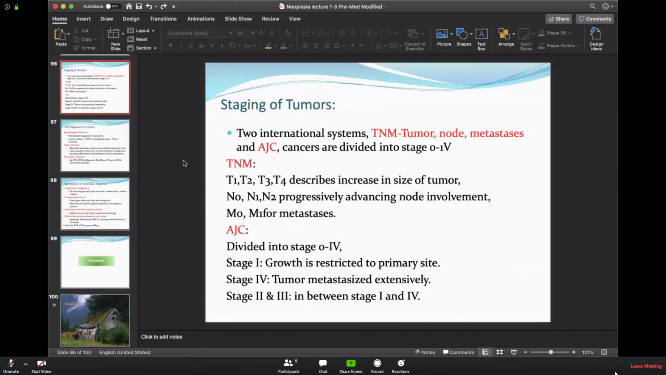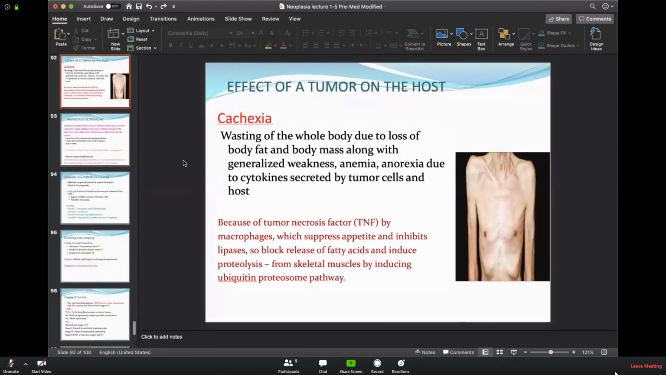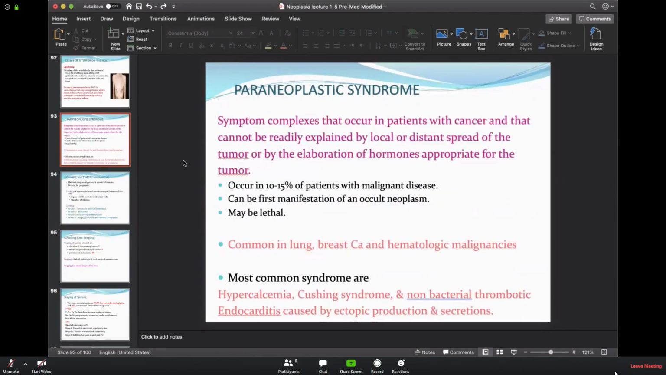Okay. Yeah, so paraneoplastic syndrome is defined by symptom complexes that occur in patients with cancer and that cannot be readily explained by local or distant spread of the tumor, and they result from elaboration of hormones not appropriate for the tumor type.